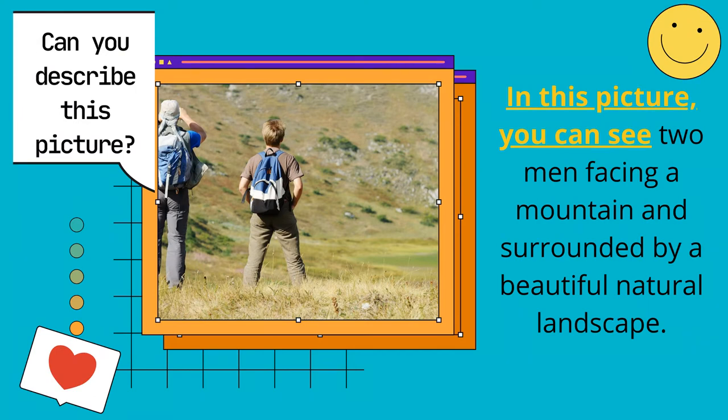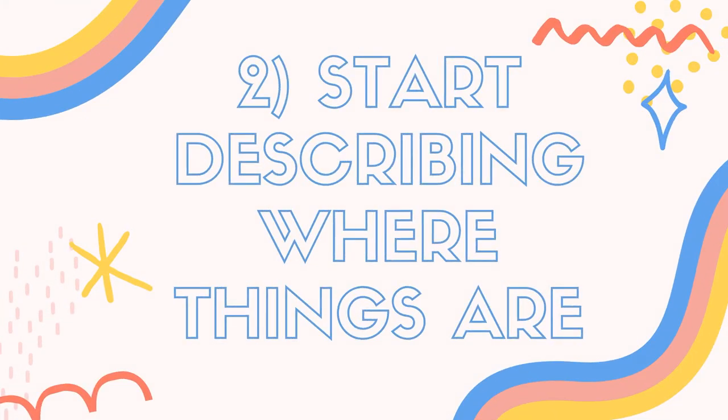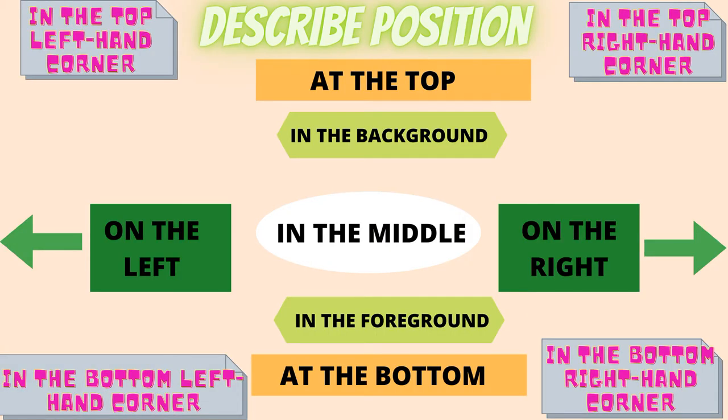An example of how to start a description of a picture can be: in this picture you can see two men facing a mountain and surrounded by a beautiful natural landscape. Now it is time for the second step. Start describing where things are. For that, there is useful language which you can use, as the expressions included in this slide.